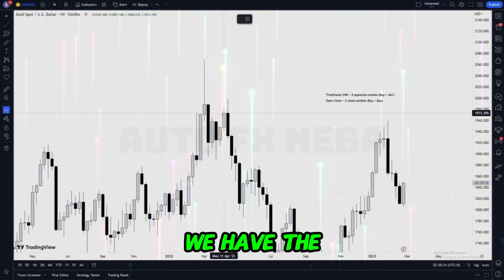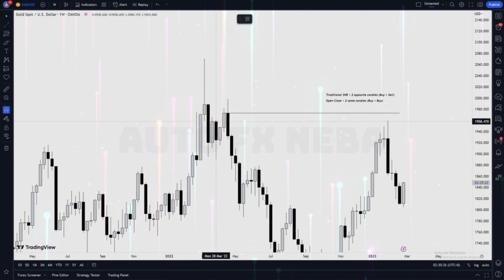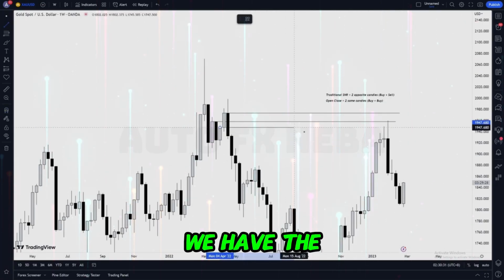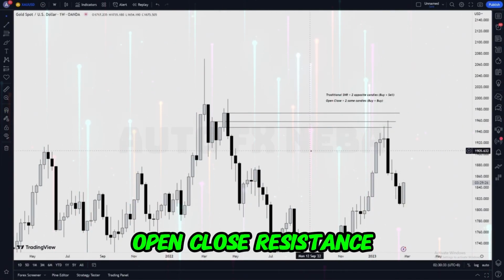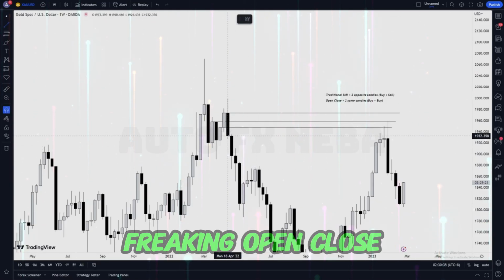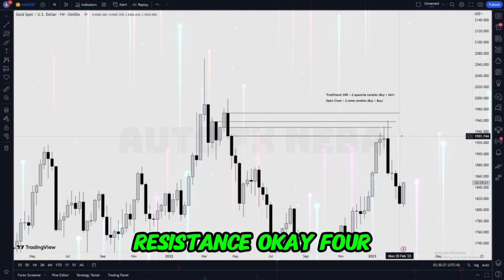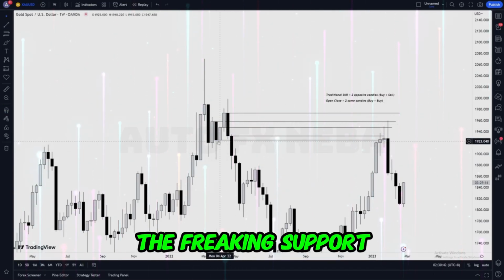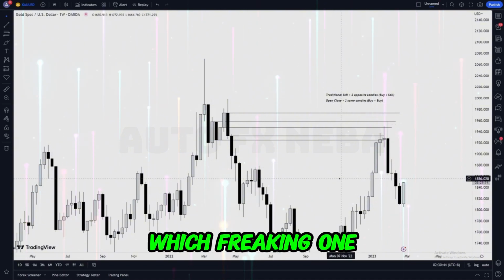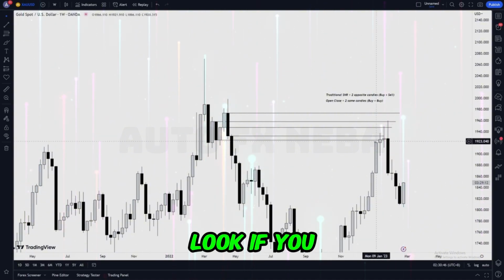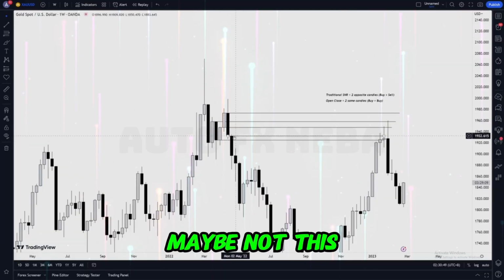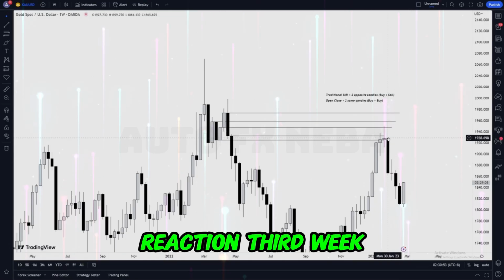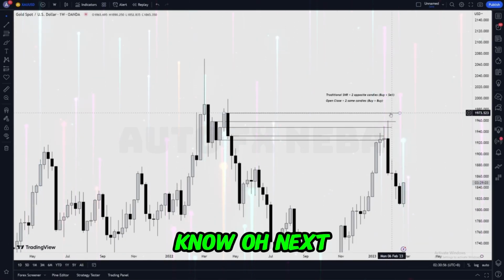We have the apex, okay, 1. We have the left shoulder, okay, 2. We have the open close resistance, okay, 3. We have the open close in this way resistance, okay, 4. We have the support break become resistance, traditional way. Which one do you want me to suffer? Look, each of it had its reaction. Maybe not this one, but here had a reaction. Here had a reaction. Third week had a reaction. How do we know next week is not going to come?